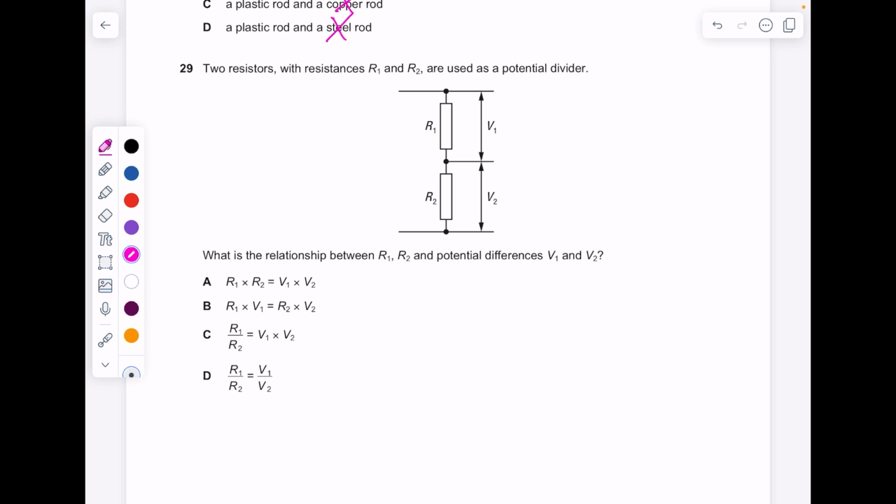2 resistors with resistances R1 and R2 are used as a potential divider. What is the relationship between R1, R2 and potential differences V1 and V2? You just need to remember that the equation for 2 resistors being used as a potential divider is R1 divided by R2 equals potential difference 1 divided by potential difference 2. So the answer is D.